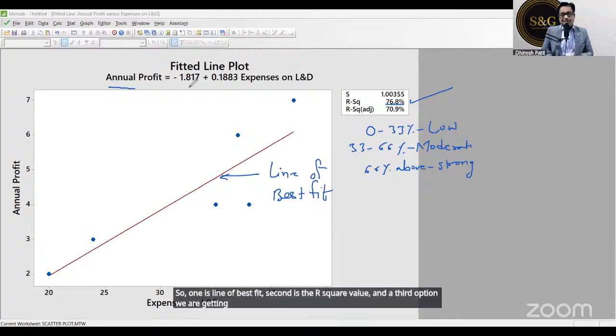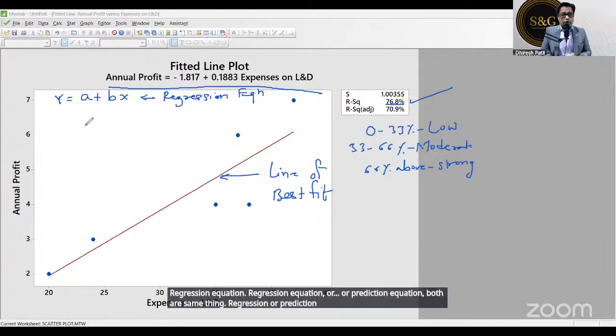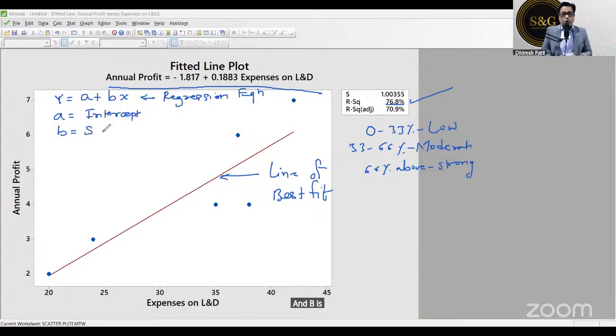So one is the line of best fit, second is the R square value, and the third thing we are getting here is this equation. This equation is nothing but y is equal to a plus bx. Make a note of this. This is also called the regression equation or prediction equation. Both are the same thing. In it, y is output, x is input. A is nothing but the intercept and b is nothing but the slope.